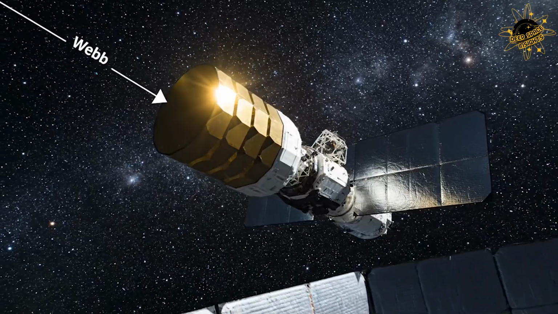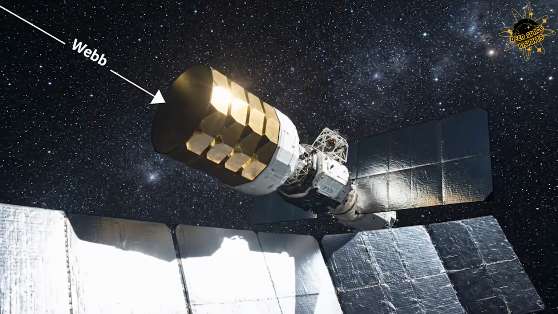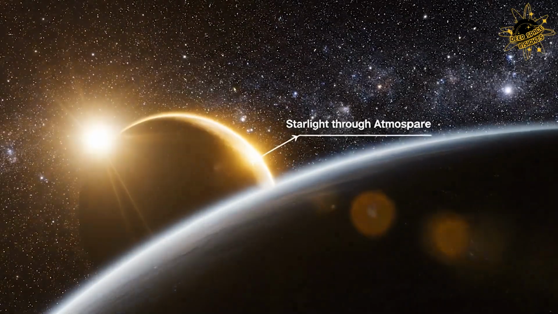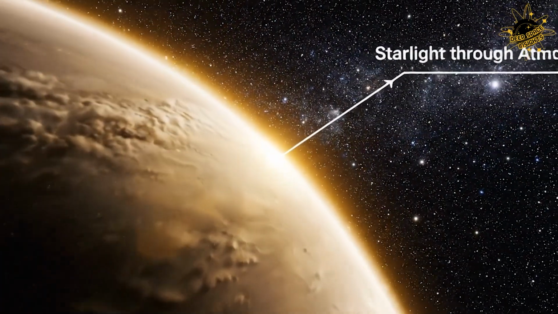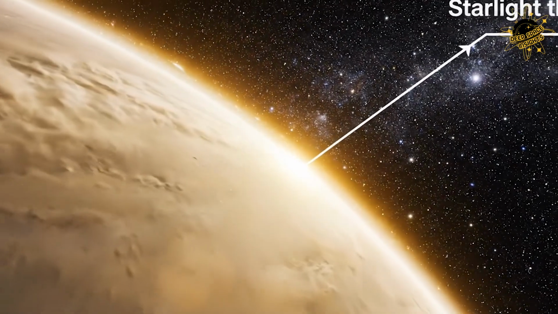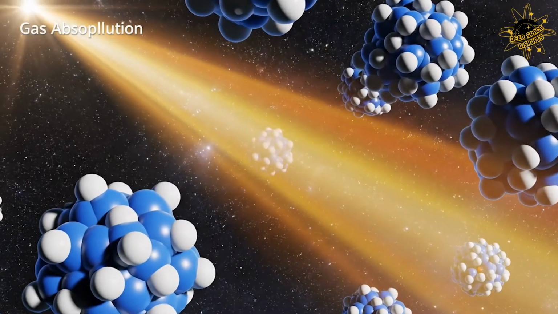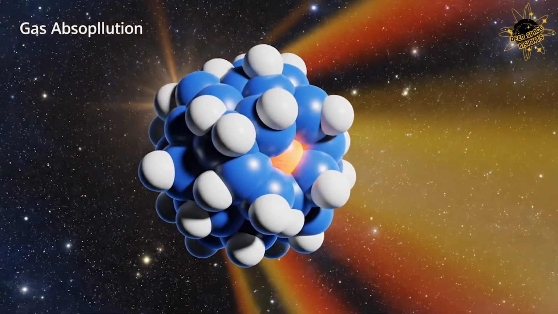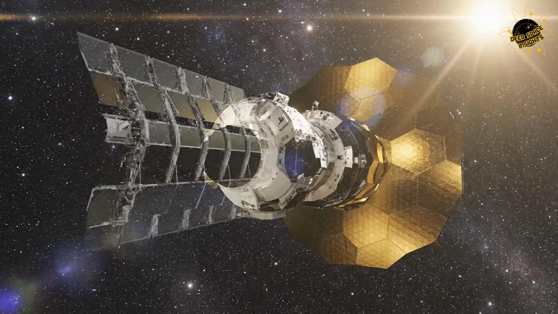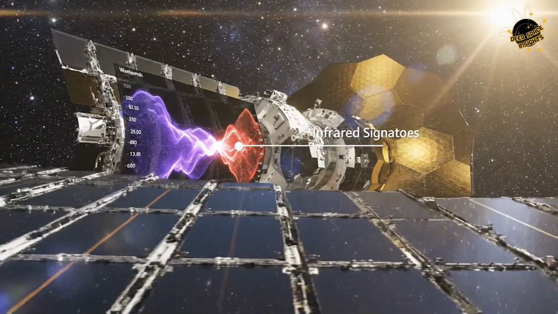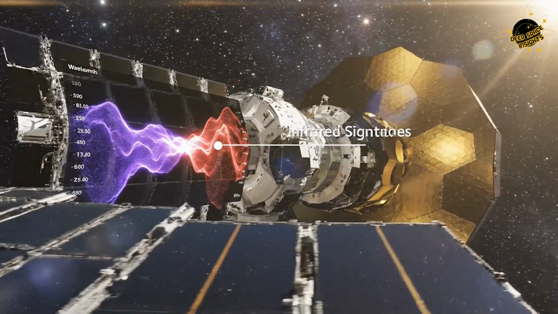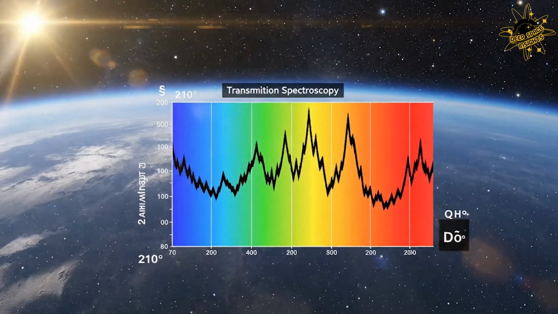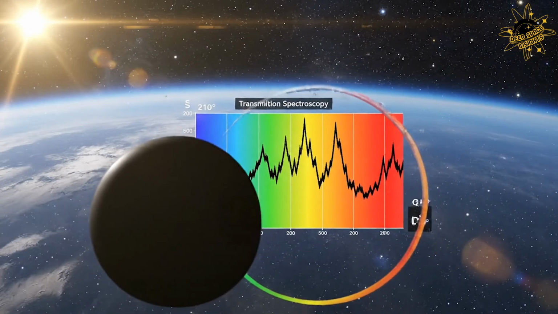Now we examine the next frontier, studying exoplanet atmospheres with the James Webb Space Telescope. When an exoplanet transits its star, a tiny amount of starlight passes through its atmosphere. Different gases in the atmosphere absorb specific wavelengths of the starlight. The James Webb Space Telescope, with its infrared sensitivity, can detect these unique absorption signatures. This technique is called transmission spectroscopy, and it is a major focus for future discovery.